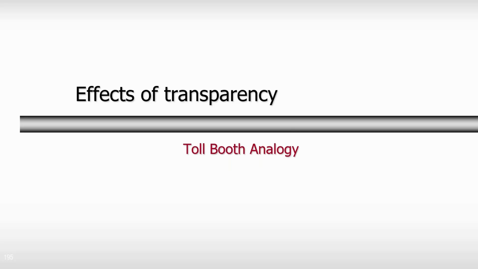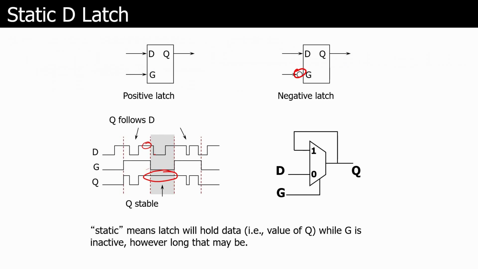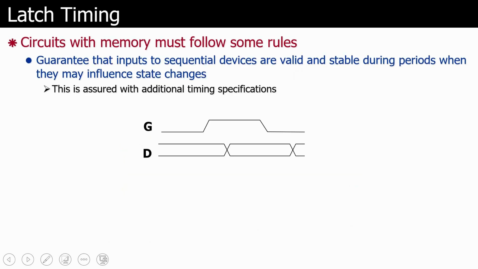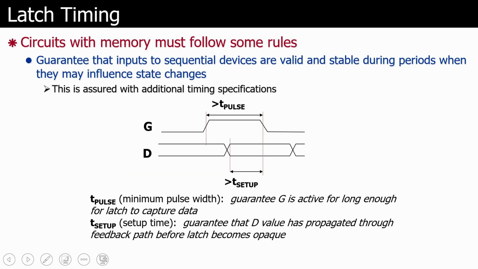Alright, so this is good, but something that we can see here is we still have these parts here where we're capturing D, and those are kind of unstable and go up and down. What if we want to make sure that the value of Q is going to be stable for an entire interval of G opening and closing? Well, it turns out that's possible, and we have this sort of analogy using a toll booth.